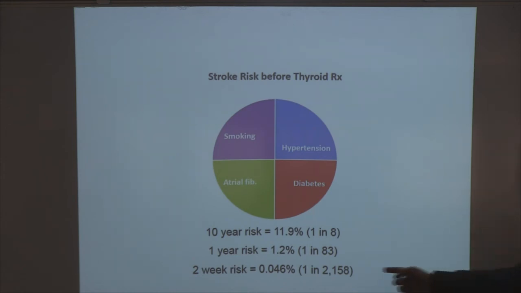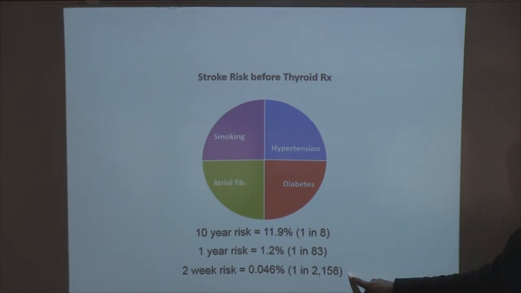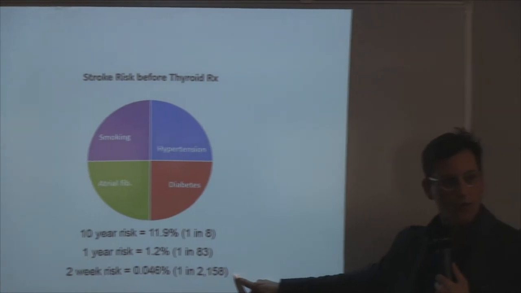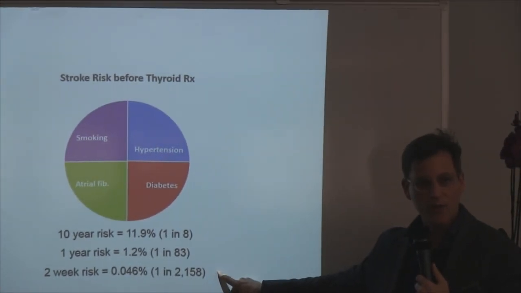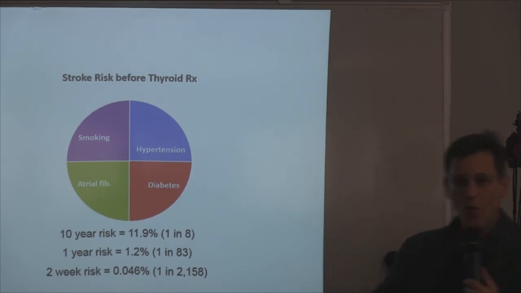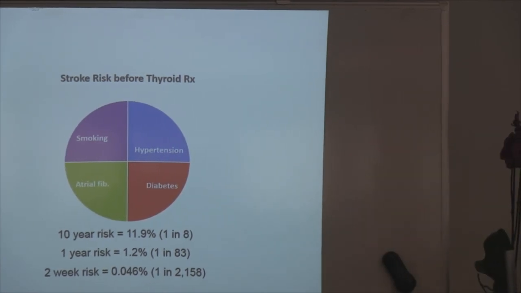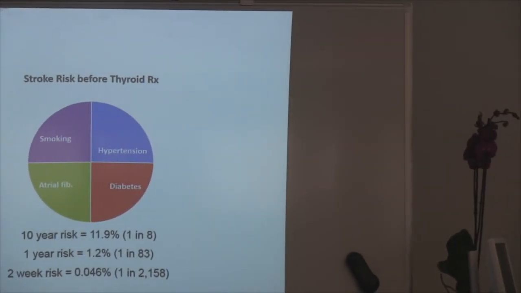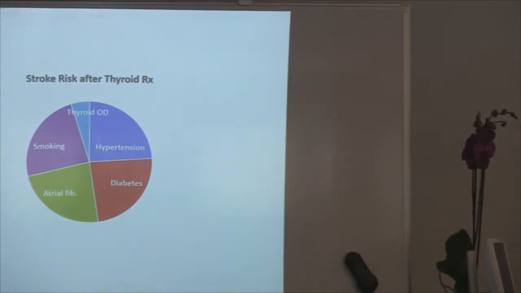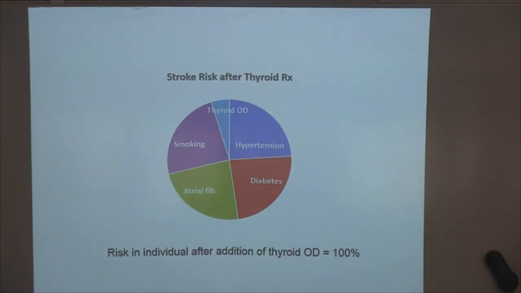Is this man likely to have a stroke during the 2-week period if he doesn't get the thyroid medicine? No. He's at a less than 1 in 2,100 risk of having a stroke in that 2-week period. Take away the thyroid medicine, take away the thyroid overdose, and you take away a more probable than not cause. Add that little bit extra of risk. What's the probability of stroke? 100%. He has a stroke.